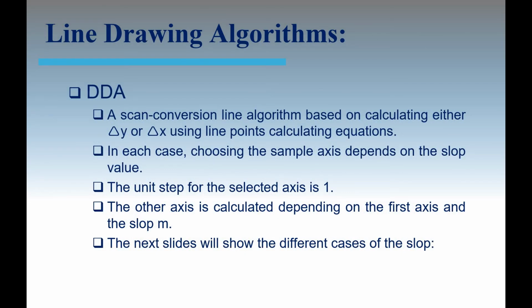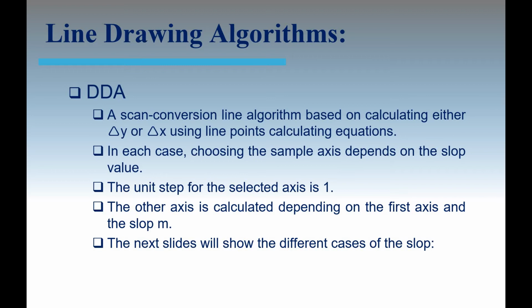Let us talk about DDA. It is a scan conversion line algorithm based on calculating either delta y or delta x using line point calculating equations. In its case, choosing the sample axis depends on the slope value. The unit step for the selected axis is 1. The other axis is calculated depending on the first axis and the slope m. The next slide will show the different cases of the slope.